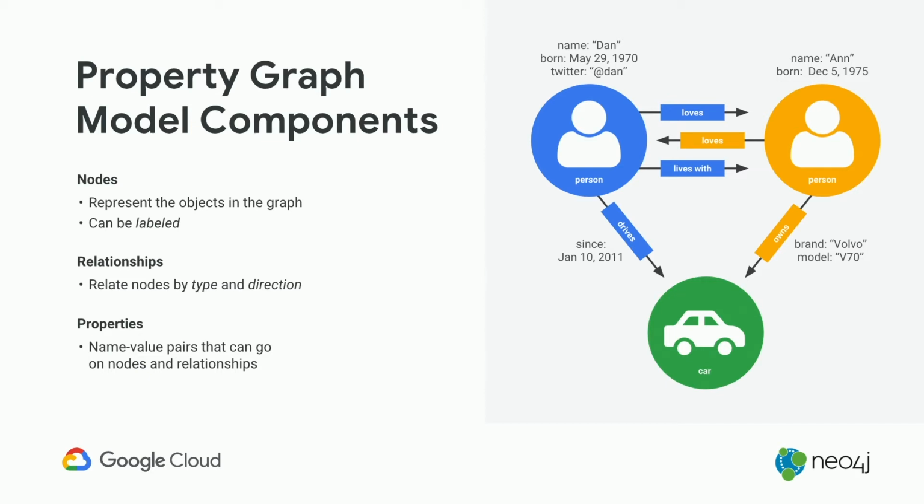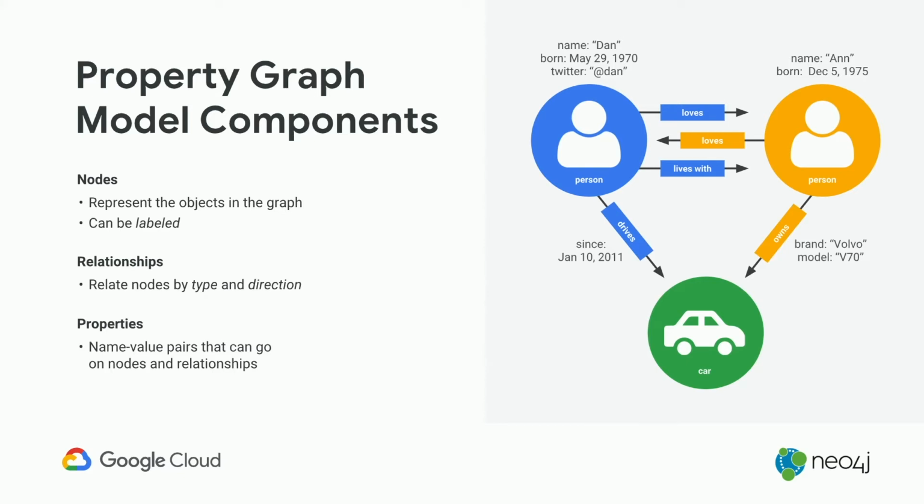on nodes and relationships. So on the right here, we see a simple example of a property graph. What this graph is saying is that there's a person named Dan who was born in May of 1970. Dan loves Anne, who was born in 1975. Anne loves Dan back, and they live together. We can tell because there is a relationship lives with between Dan and Anne. Now, Anne owns a Volvo V70, but Dan drives it.